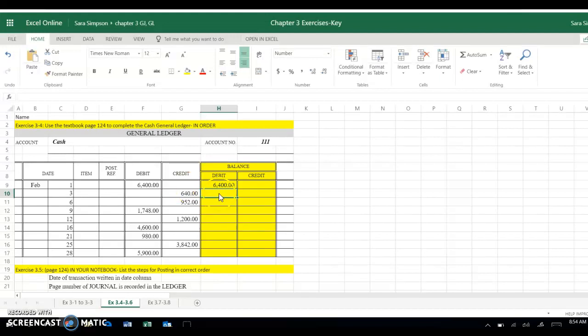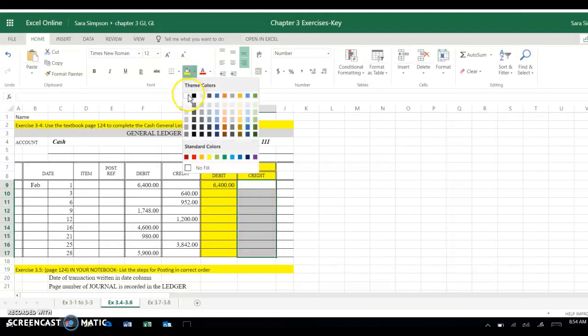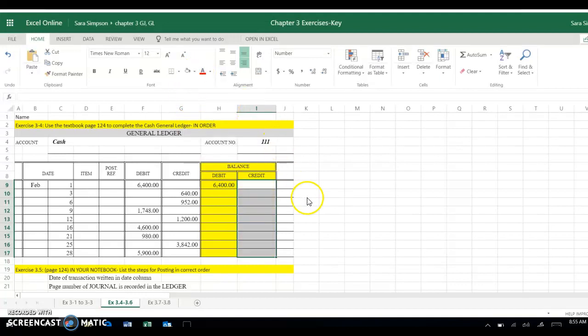The next one, now remember, all of our balances are going to be in this column. So I'm actually going to take out the credit column because the normal balance is a debit. Where it starts is where it goes. So every balance is going to be in the debit column. So from here, now we have a debit balance.